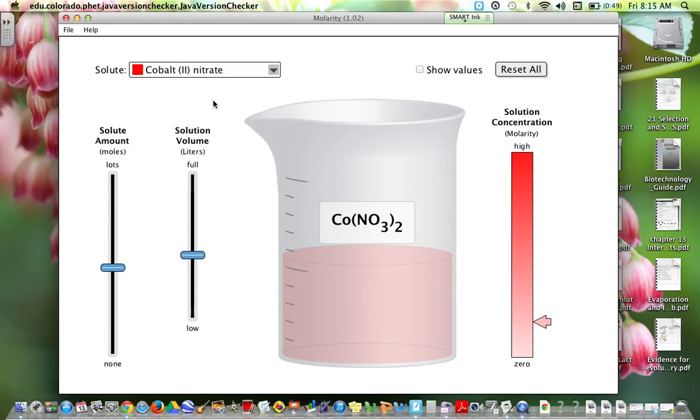Cobalt 2 nitrate. That is correct. Cobalt 2 nitrate. All right? Same kind of thing. If I want to make it more concentrated, if I want to increase the molarity, I'm going to add more solute. If I wanted to increase the molarity, I could also decrease the solvent.